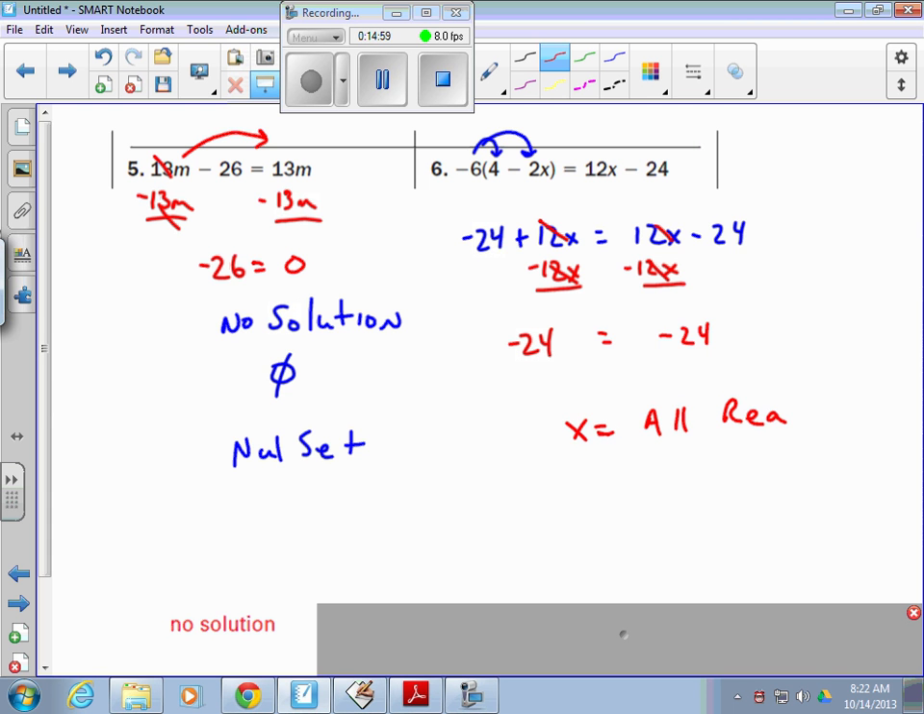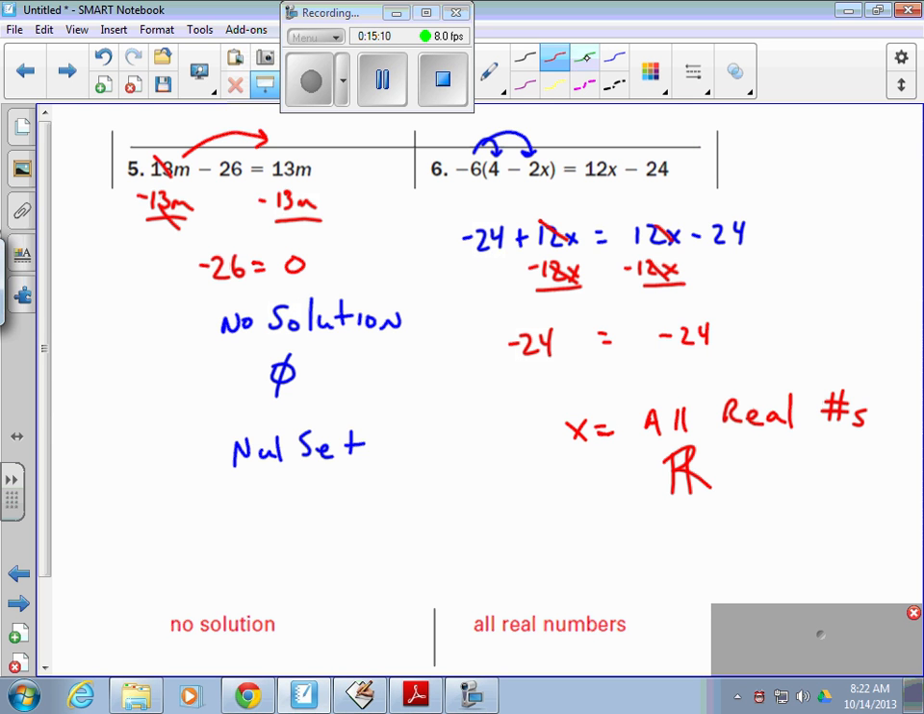You say that as all real numbers, or you could write that again as 2 lines like that and make that a capital R. x equals all real numbers. Again, this is just shorthand. This is just the symbol for no solutions. This is the symbol for all solutions.